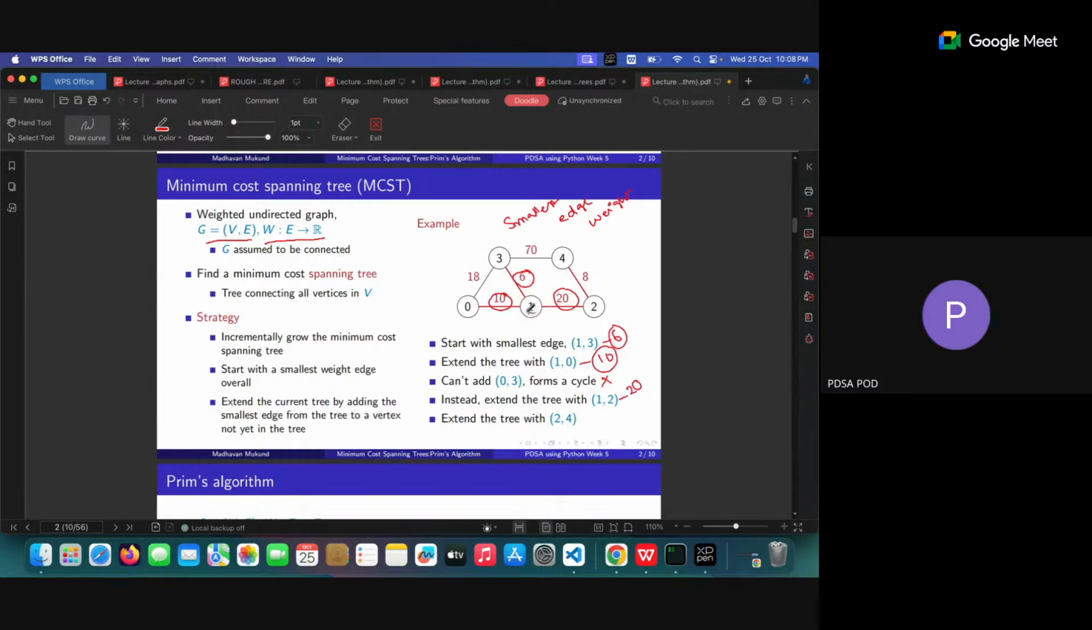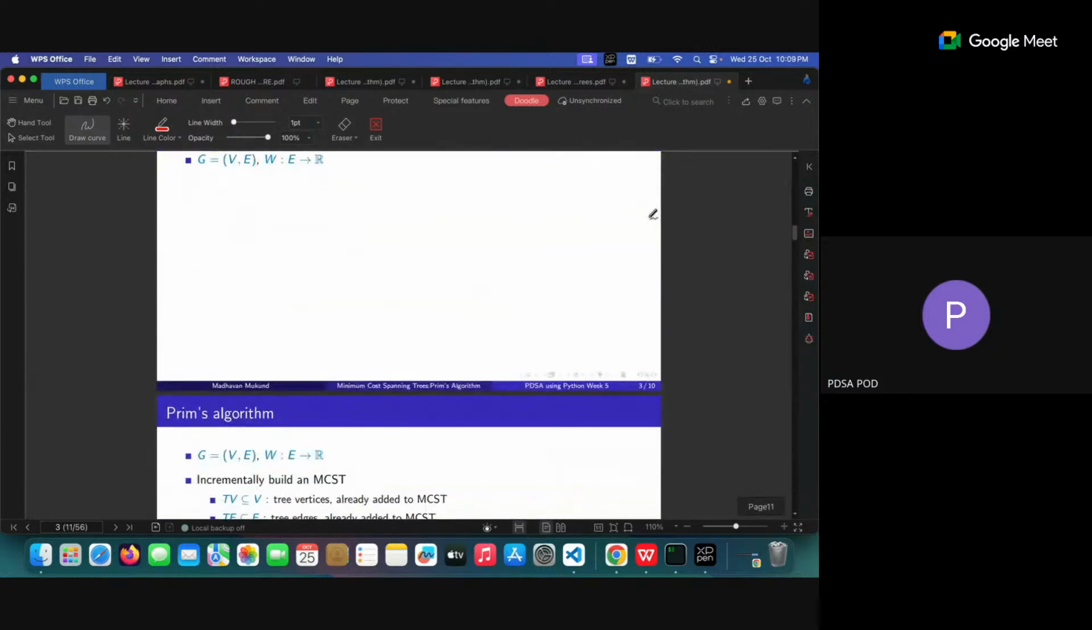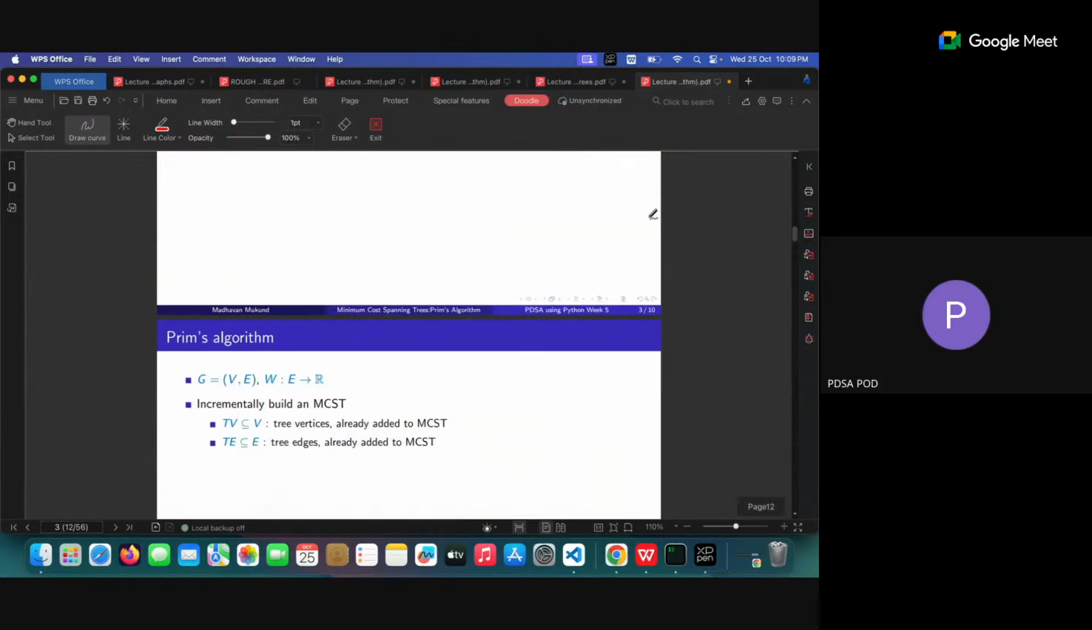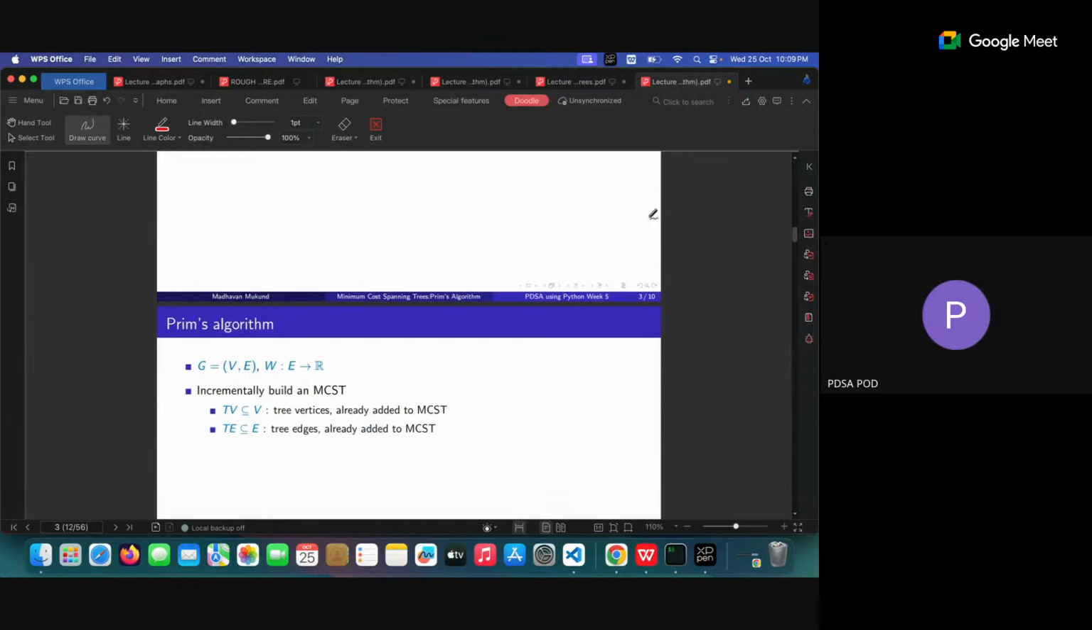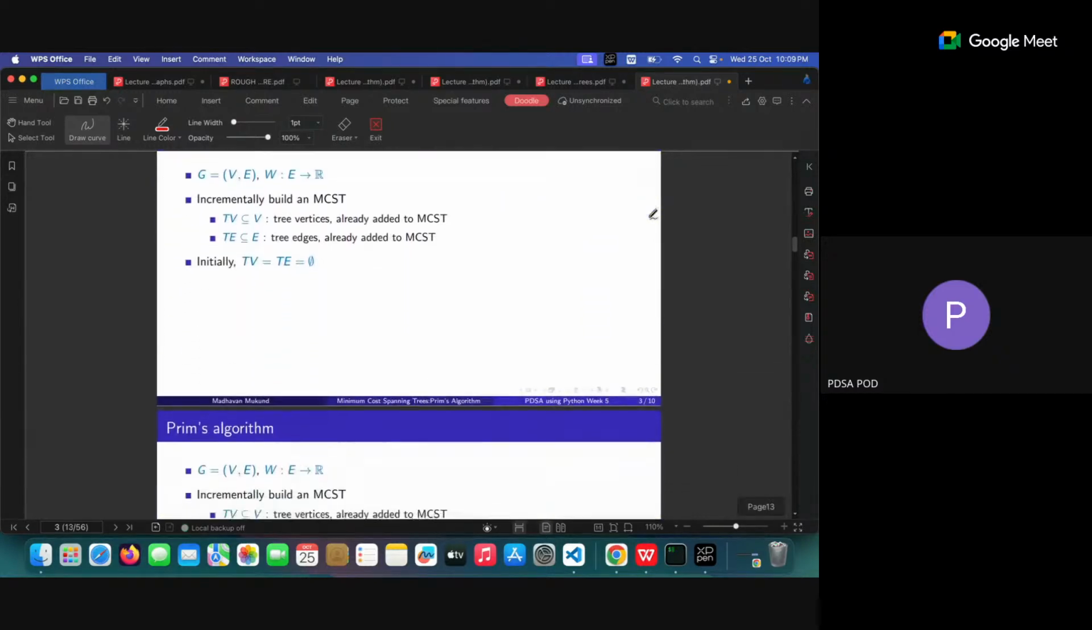Then after that, extend 2 to 4. We are not extending 3 to 4 because its weight is 70. We extend 2 to 4, which is 8. So in total, we get 44. So it is a minimum cost spanning tree, MCST. This is what Prim's is. What really happens in Prim's has been shown with simple numbers. So we go with the detailed one, where all these are combined.